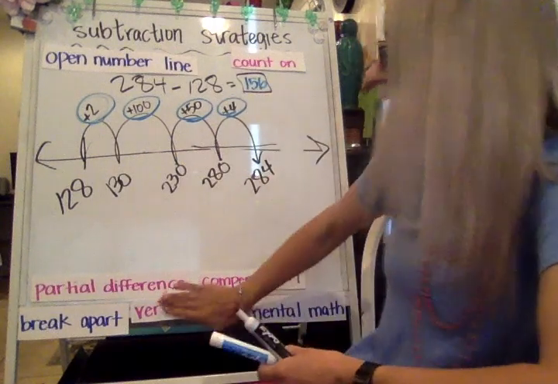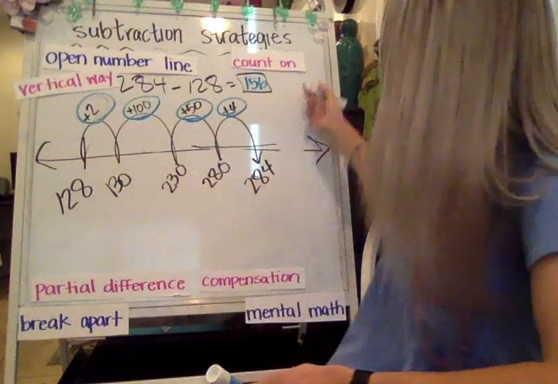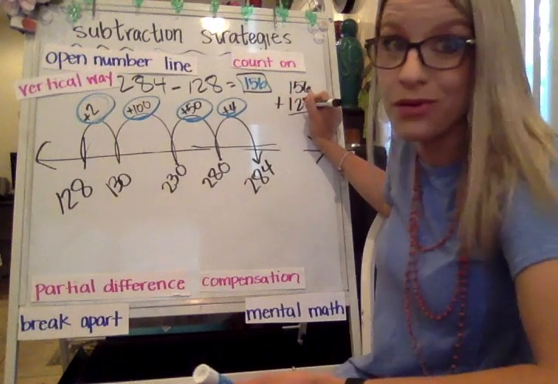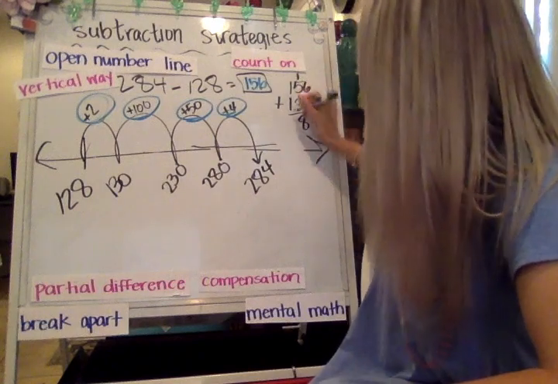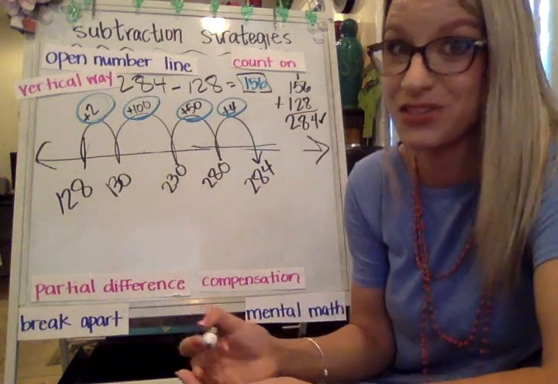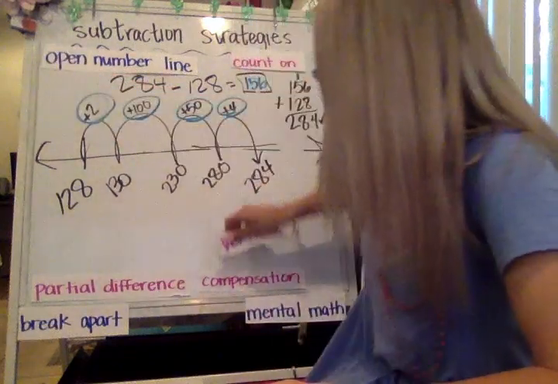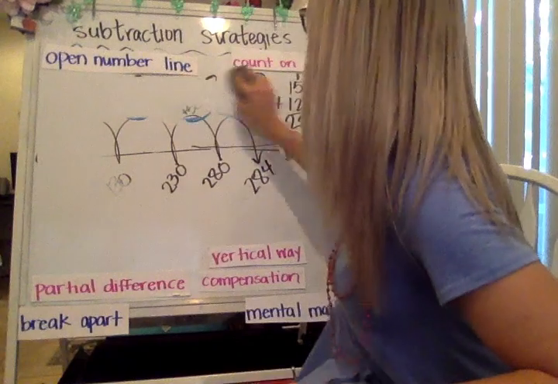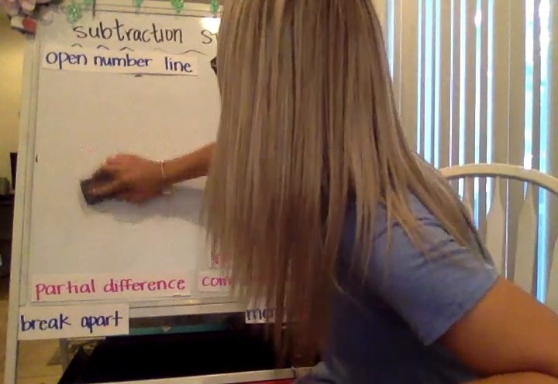Remember, we are adding the vertical way in order to check to see if our answer is correct. So 156 plus 128 should equal 284. We've got 14, we've got the 8, and then there's 2. So 284 is correct, so 156 is the right difference there. I am going to do another practice problem for the count on because it kind of gets to be a little bit confusing. So I just want to make sure you have plenty of visual practice on that.